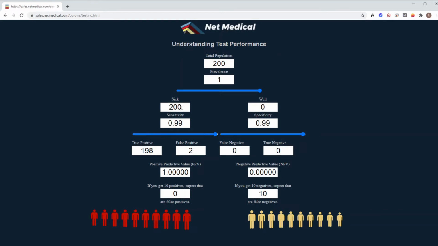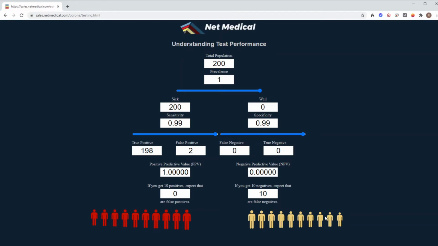That means that we should expect that any test, if it was perfect, would give us 200 sick people as a result, right? But here, if we got 10 negatives from that test, then we would have to expect that all 10 are false negatives.